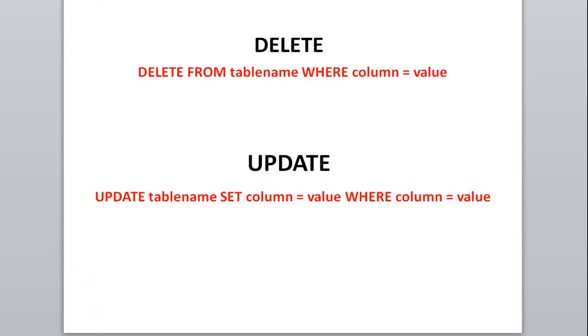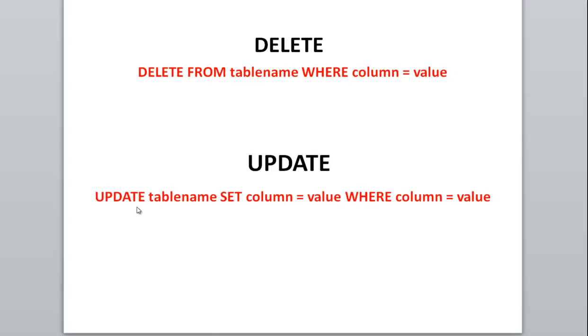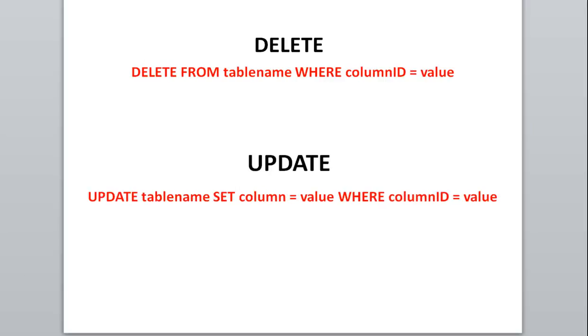So this is a summary of the syntax we've been using. Delete from table name where column equals value. Ideally you should be using column ID equals value, and update table name, set column equals value where column equals value. Again, if you use the primary key of the column, it's going to be more accurate in terms of making sure which rows of the database get edited and changed. Update is used to change existing values, and delete is used to delete rows.